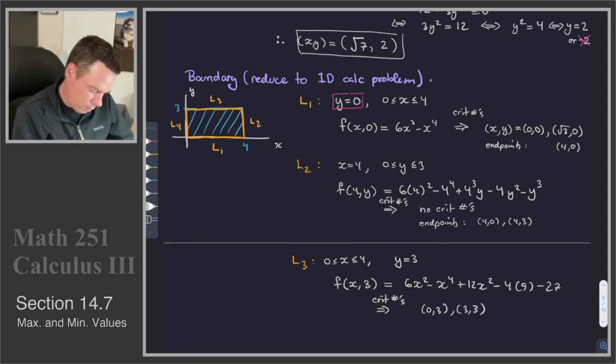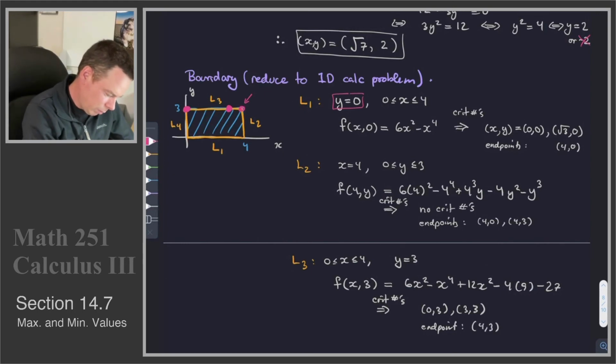And are there endpoints? Well, if I look at my picture above, x equals 0, y equals 3 is that point, and 3, 3 is a point around here. And then we'd still also have to include the endpoint. So what is our endpoint? Our endpoint would be x equals 4, y equals 3. So we'd include that point as well.